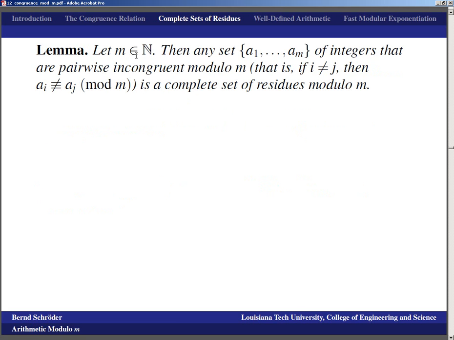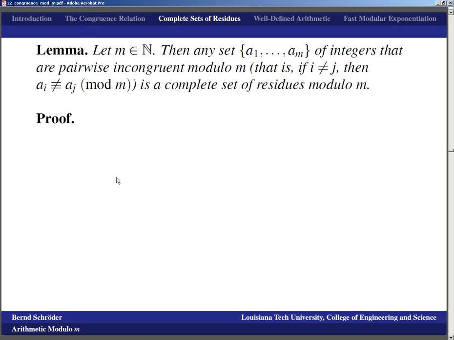If we now take a modulus m, we will claim that a set a1 through am of integers that are pairwise not congruent modulo m, and that just means that if i is not equal to j, then ai is not equivalent to aj modulo m, then that is a complete set of residues modulo m. So basically that means if we at some point leave the realm of just the numbers between 0 and m minus 1, as long as stuff stays pairwise distinct with respect to this new equivalent sign here, then we still have a complete set of residues modulo m.